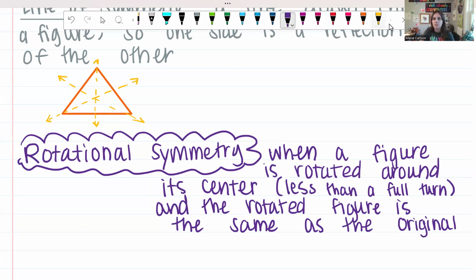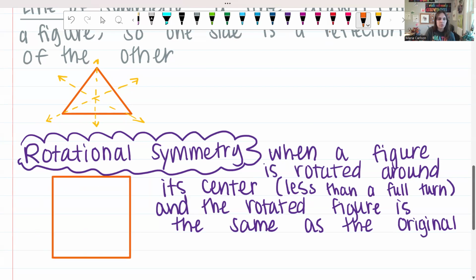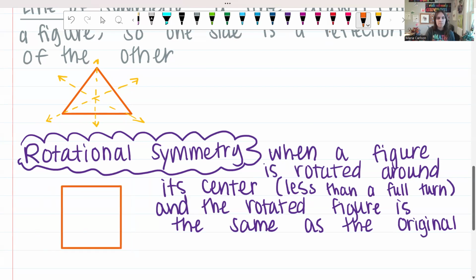So I'm gonna draw kind of a different shape for this one. Let's do a square. There you go. So if I take this square, how many degrees could I rotate this shape to where it's going to rotate and be the same exact shape that it is right now?